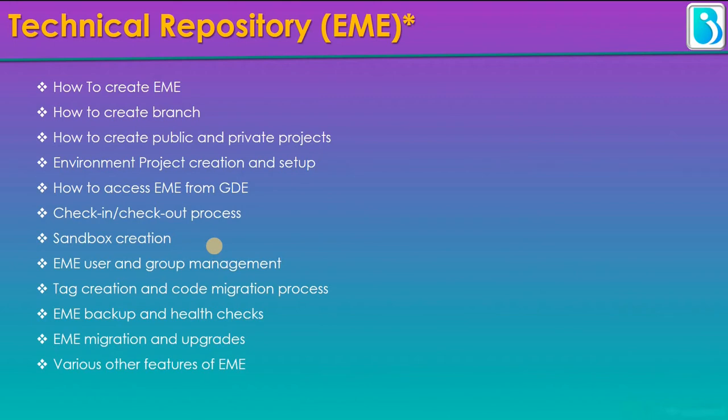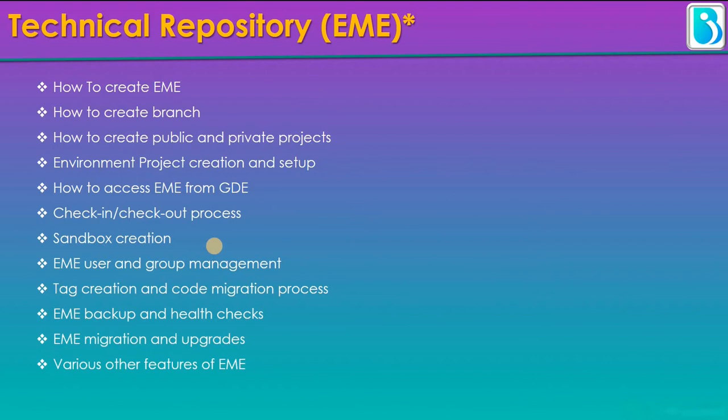And how do we set up the environment project and how do we create it? And how to access EME from GDE. What are the settings required? And the check-in and check-out process. EME is a repository. How do we check in? Check in means how do we save the code in the repository. How do we copy the code from the repository to our local file system? That is the checkout process. How do we handle it? What are the required commands? What is the process? All those details will be explained in a clear fashion.